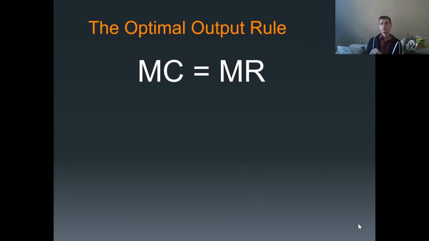So, marginal cost equals marginal revenue will always get you your output. Sometimes you'll see it phrased as your profit maximizing output. Sometimes you'll see it phrased as your cost minimizing output. It's all the same. It's what a firm will produce if left to its own devices.